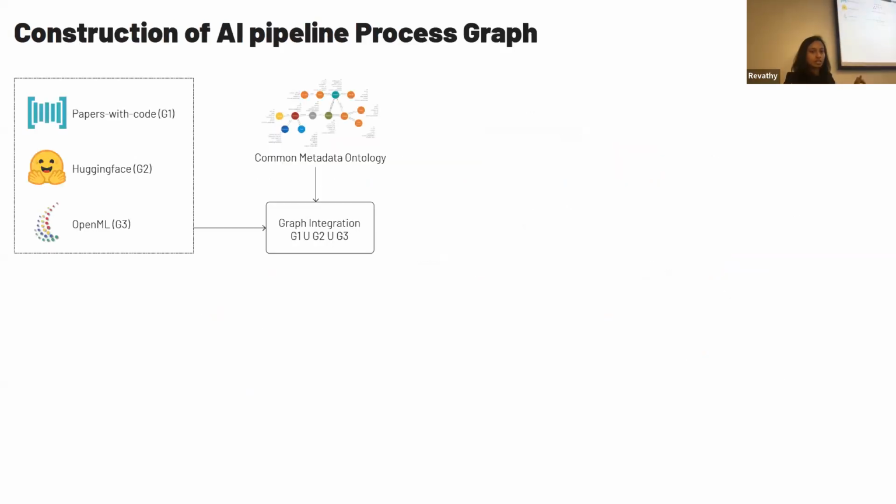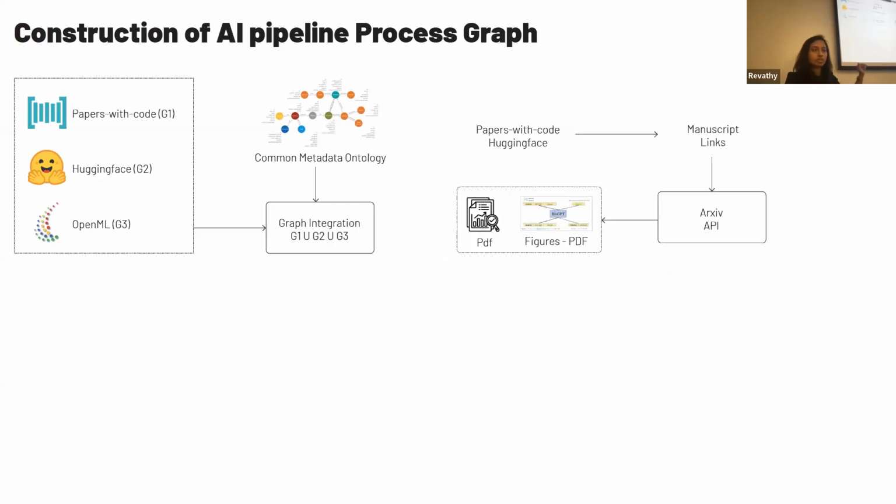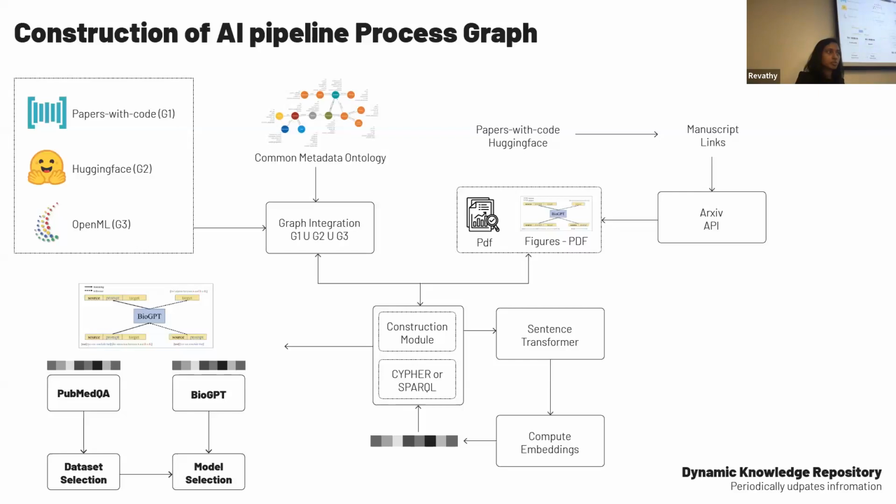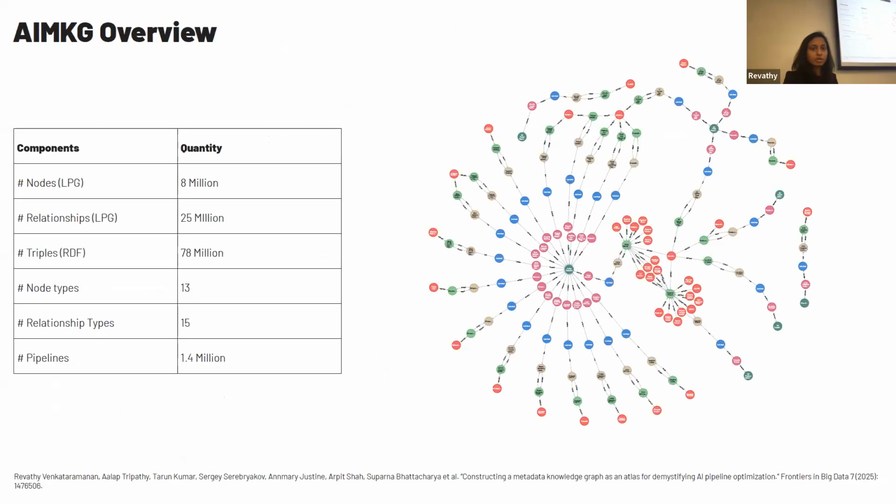Putting together the information we obtained and mapping it to the common metadata ontology, we have the graph integration module. We also got the corresponding manuscript links from Papers with Code and Hugging Face, hit the arXiv API, and got the PDFs and figures. Putting them together, we constructed the pipeline graph. Since these graphs contain a lot of natural language text, even within the nodes themselves, we also used a sentence transformer to compute the embedding, which allows for approximate search. It's a dynamic knowledge repository, meaning that it can periodically pull data from each of these sources and update itself. This is the overview.